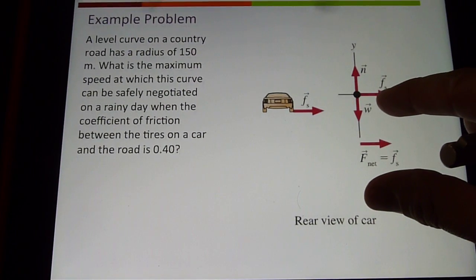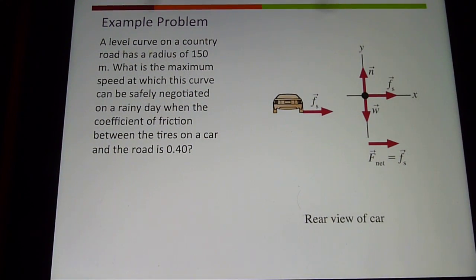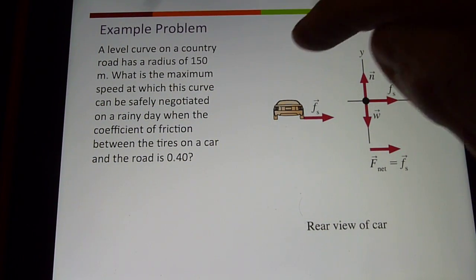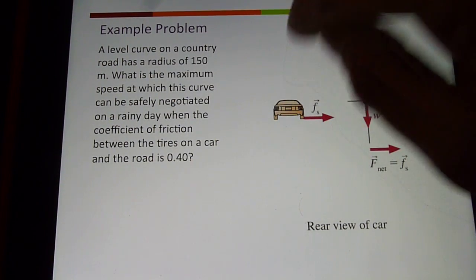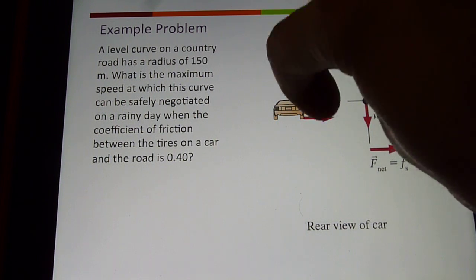Here we have the problem with a car on a level curve. So this car is driving into the screen and then out of it. We are looking at the tail of the car as it's moving away from us. Imagine that. So the car's moving away, but it's going around a curve.